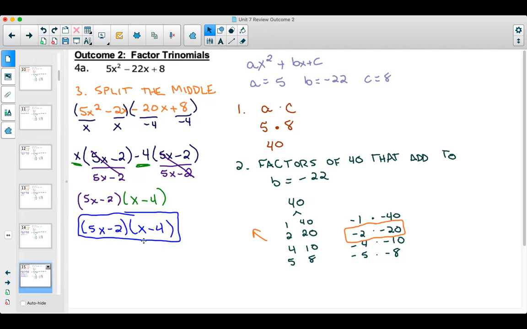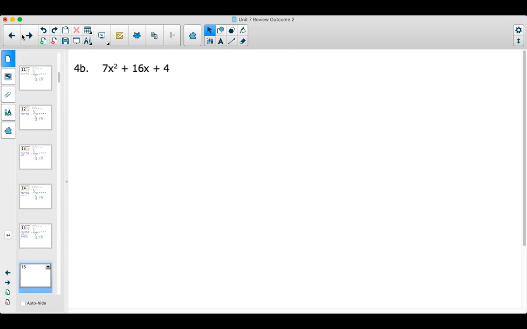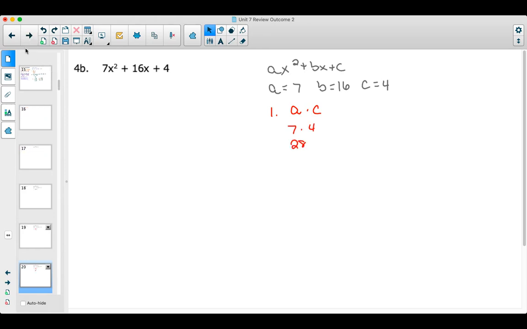Moving on to the second problem, I have 7x squared plus 16x plus 4. Again, I'm finding a, b, and c. A is 7, b is 16, c is 4. A times c, that's 7 times 4, which is 28. And then I'm finding the factors of 28 that add up to b, which is 16. The factors of 28 are 1 and 28, 2 and 14, and 4 and 7.